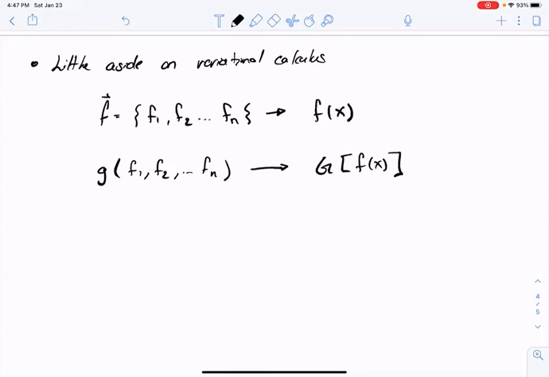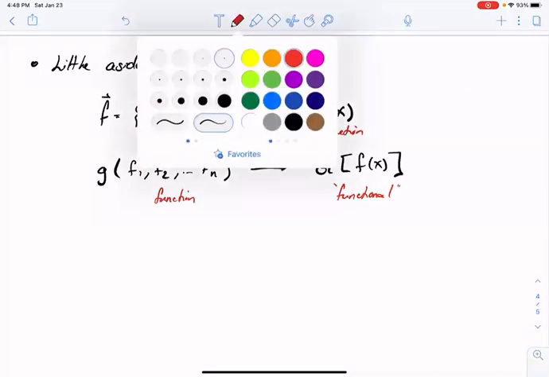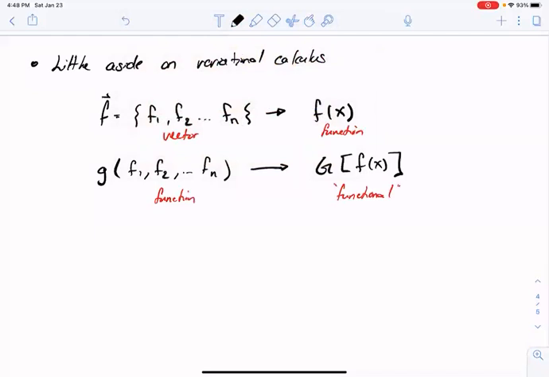So an operation that maps a vector to a number is a function. An operation that maps a function to a number is a functional. Okay, so I think that's all reasonably straightforward.